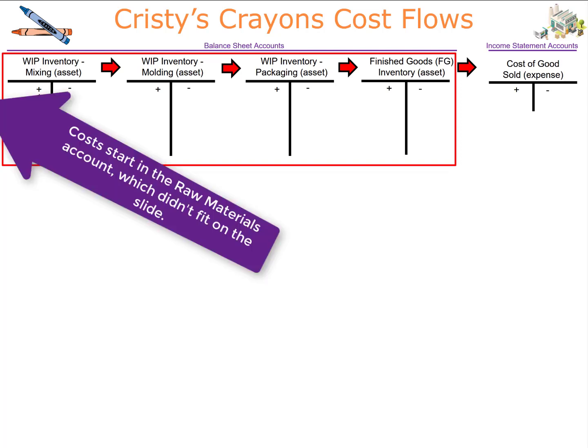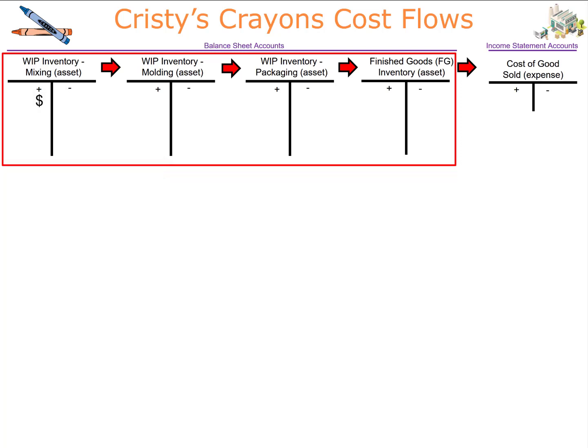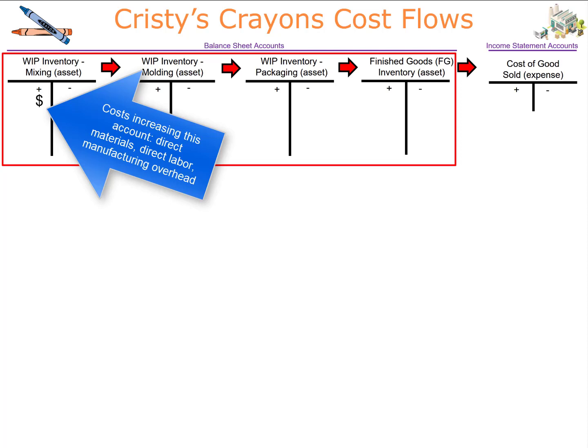Naturally, the costs start in raw materials, but I did not have room to show the raw materials account on the slide. Raw materials would be off to the left part of the slide. So costs flow from raw materials to the mixing process or department, where the colors are mixed. In addition to the direct materials costs, direct labor costs accumulate on the debit side of the account, and manufacturing overhead costs also accumulate on the debit side.